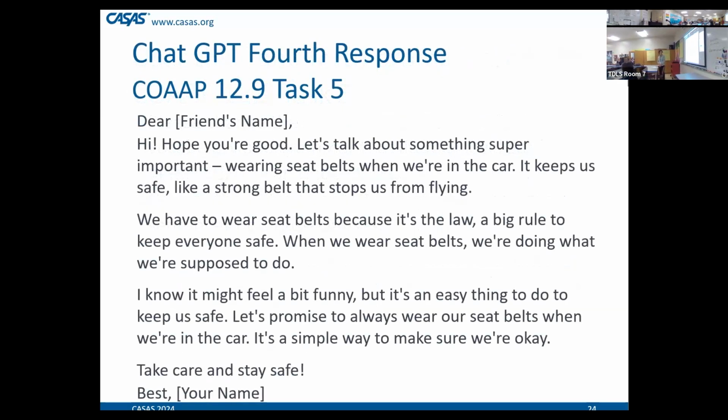Hi, I hope you're good. Let's talk about something super important. Wearing seatbelts when we're in the car, it keeps us safe. Like strong belt that stops us from flying. We have to wear seatbelts because it's the law, a big rule to keep everyone safe. When we wear seatbelts, we're doing what we're supposed to. I know it might feel a bit funny, but it's an easy thing to do to keep us safe. Let's promise to always wear our seatbelts when we're in the car. It's a simple way to make sure we're okay. And as always, take care and stay safe.